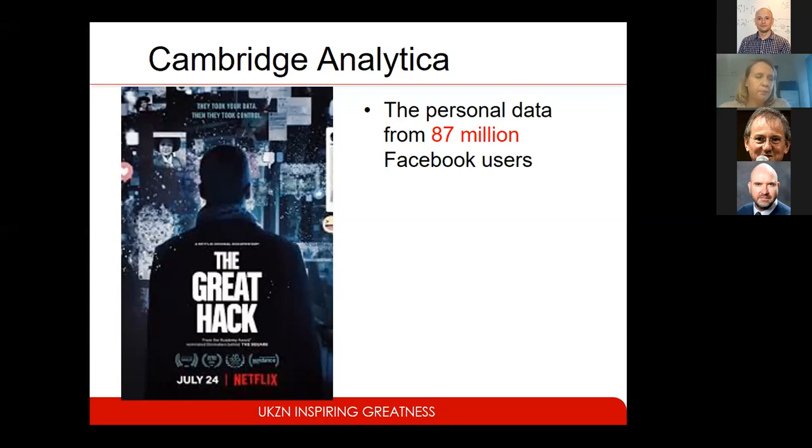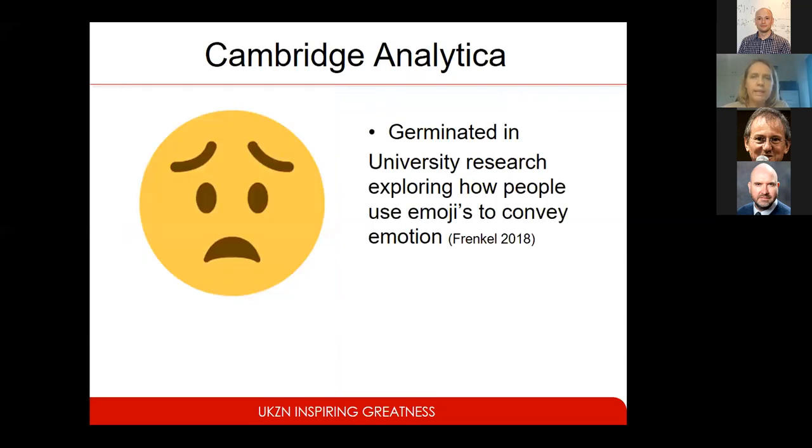But if we look back to the genesis of this, we see that the scandal actually had its origins in university research allegedly exploring how people use emojis to convey emotion. I'm of course referring to the Facebook app, My Digital Life, which was a type of personality quiz, these things are popular on Facebook, developed by a Cambridge academic, Alexander Kogan.